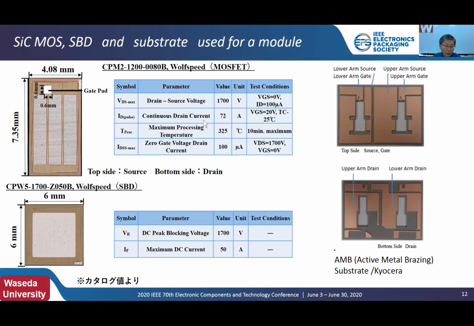The left figures in this slide show the appearance of SiC MOSFET and SBD, and their specifications. Right figures show the ceramic active metal brazing substrate manufactured by Kyocera used in this study.